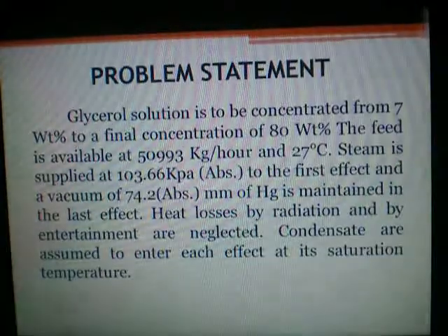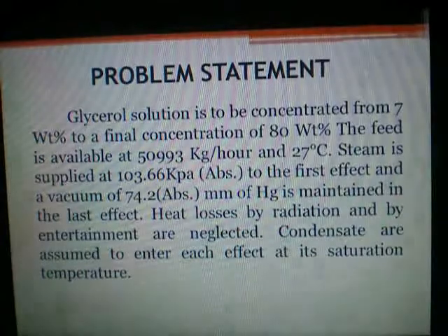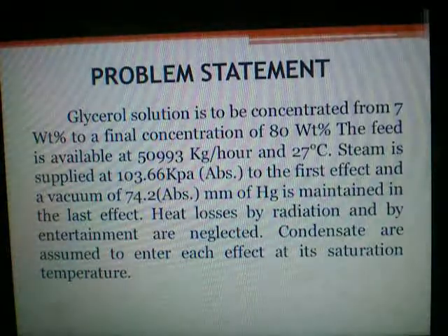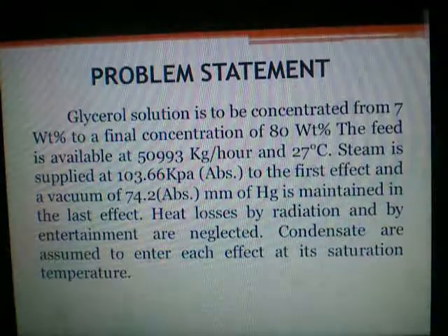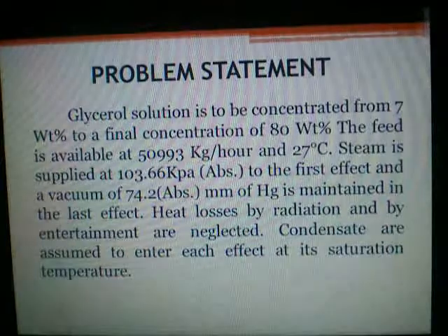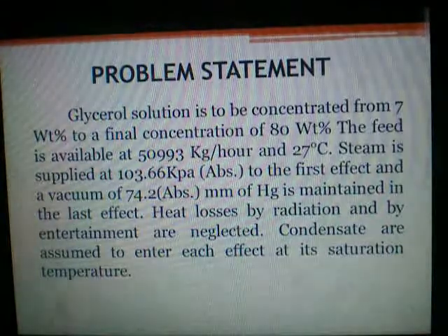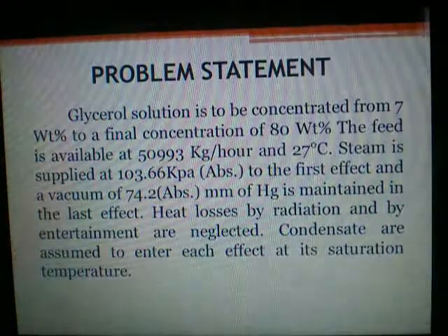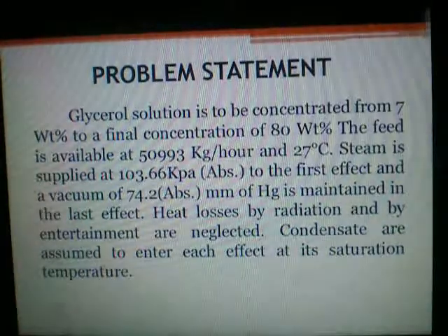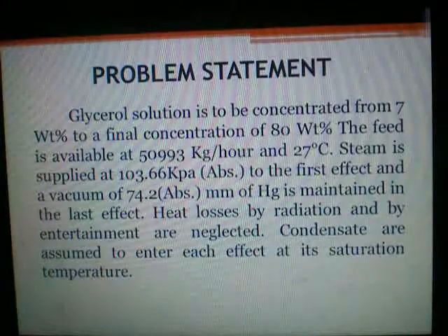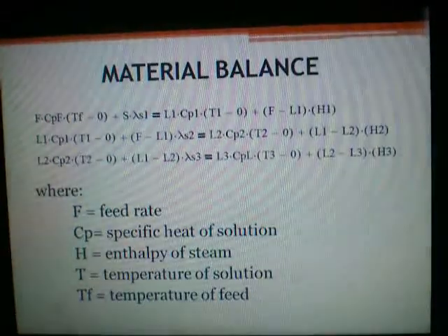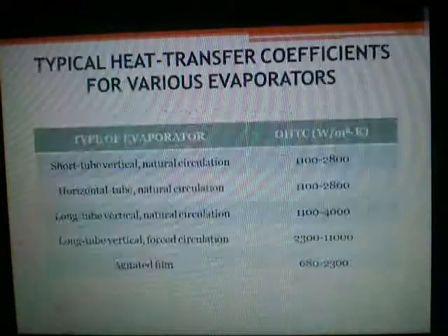Problem statement. Glycerol solution is to be concentrated from 7 to 80% weight percent. The feed is available at 50,993 kilograms per hour at 27 degrees. Steam is available at 103.66 kilopascals in the first effect, and pressure is maintained at 74.2 millimeters of mercury in the last effect. This is the material balance for the evaporators.